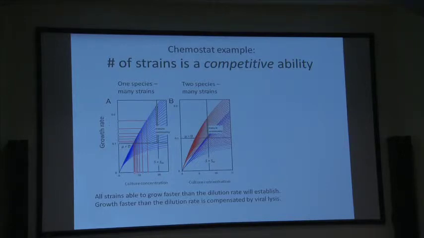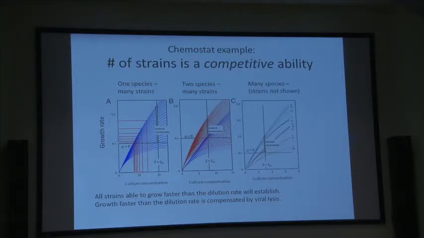Now if you put two species in your chemostat, you immediately see all these strains can establish. You can establish strains from different species in the same chemostat, as long as they can grow faster than the dilution rate at the concentration established in the chemostat with all the viruses there. So you can get more and more species in your chemostat.